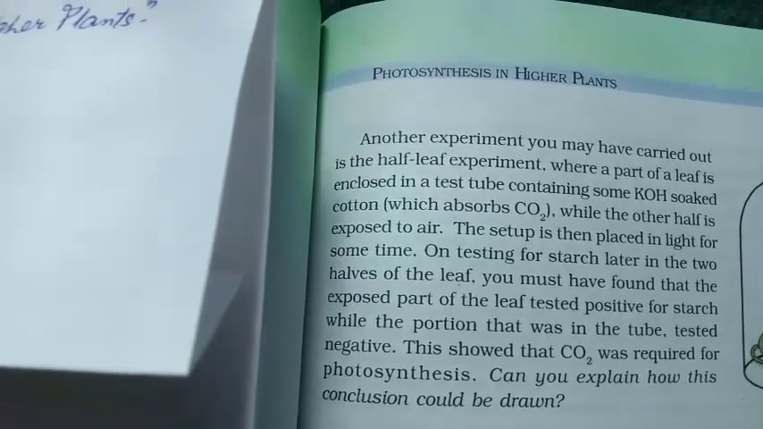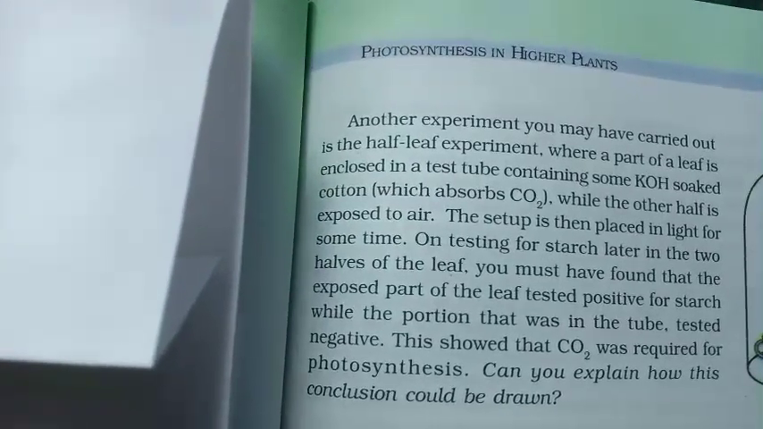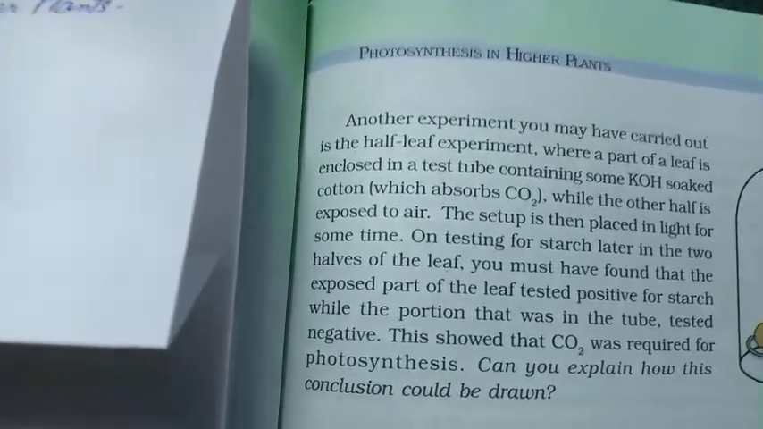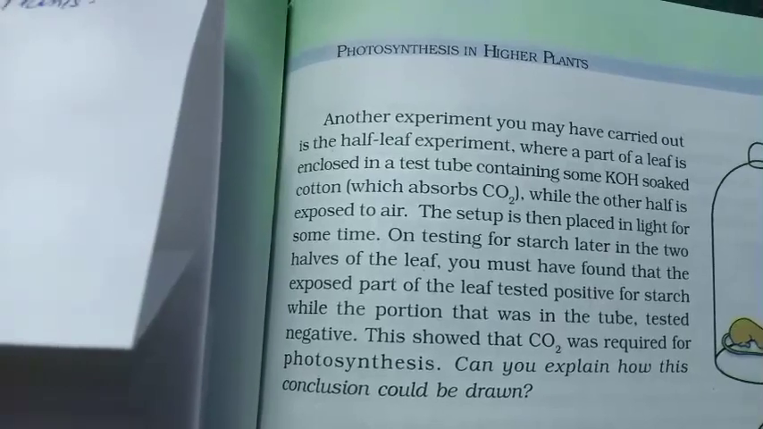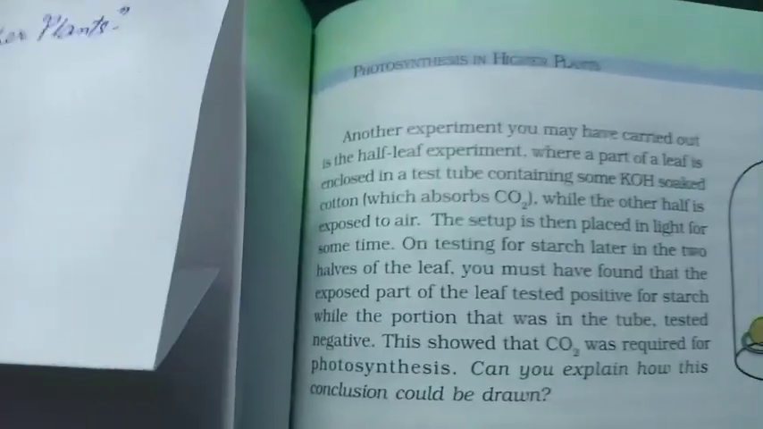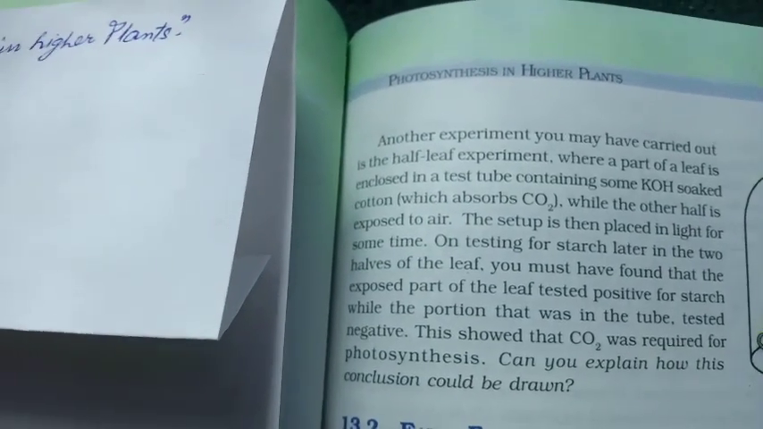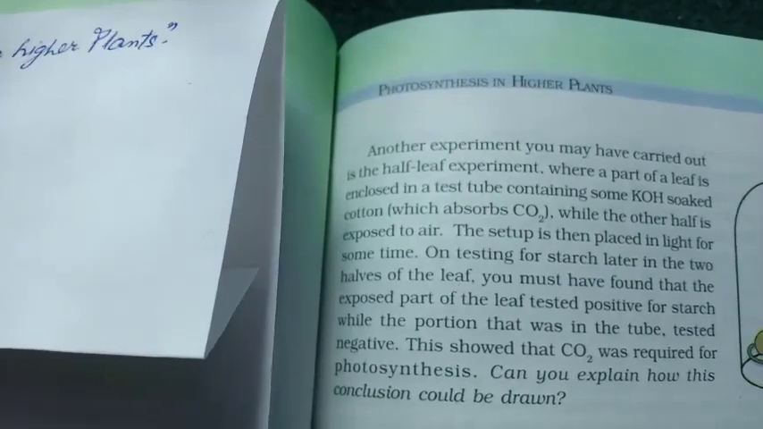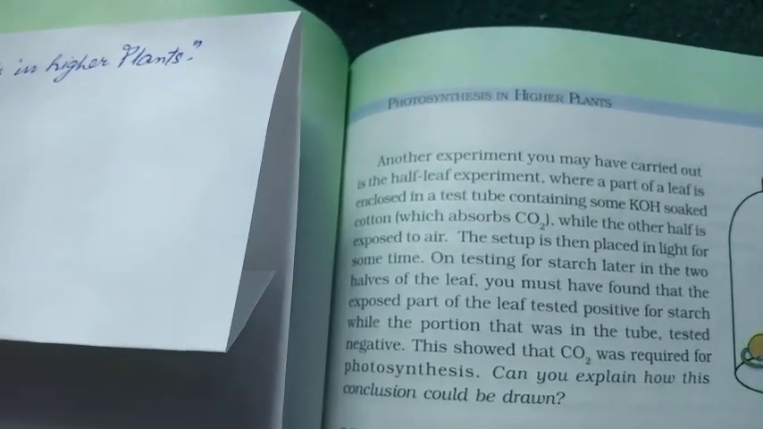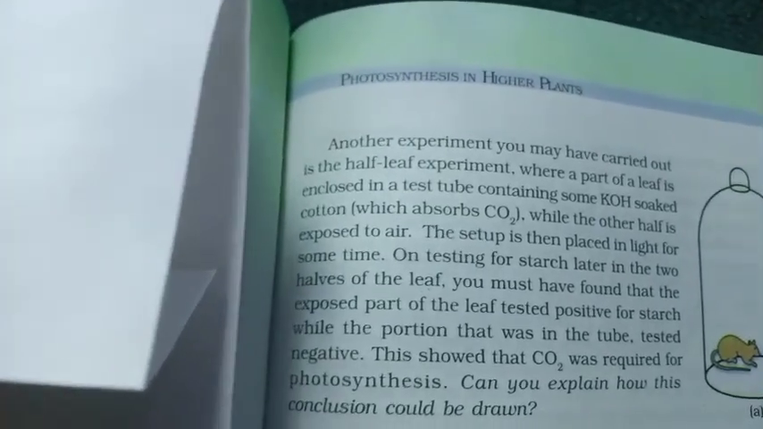On testing for starch in the two halves of the leaf, you must have found that the exposed part of the leaf tested positive for starch, while the portion that was in the tube tested negative. This showed that carbon dioxide was required for photosynthesis. These are the simple experiments which show the raw materials that are required for photosynthesis to be carried out by the green plants.